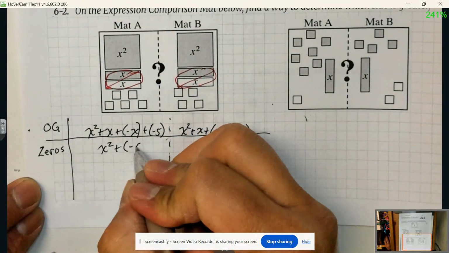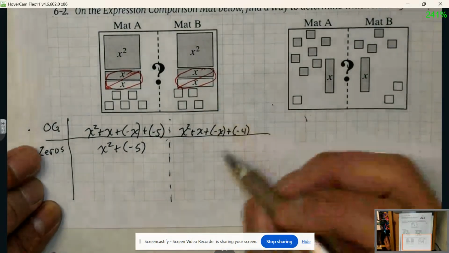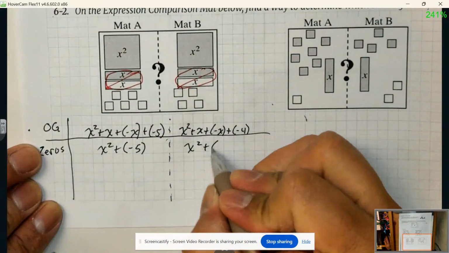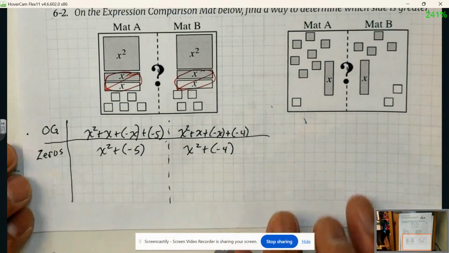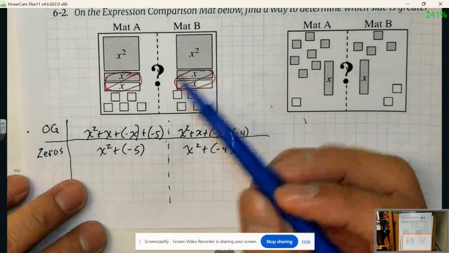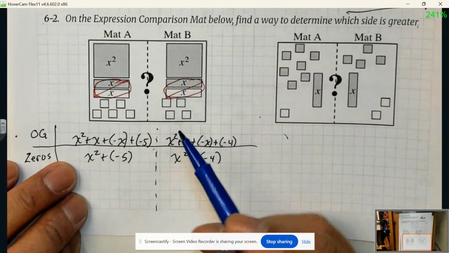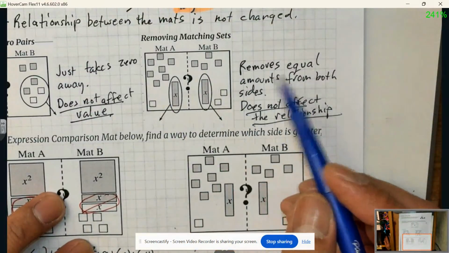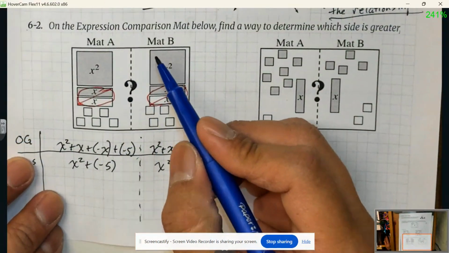So already we can see that this expression has gotten simpler. And then here I have x squared plus negative 4. It might still be not clear to some of us which one is greater than the other, so let's see if we can break it down any more. We can see I have no more 0 pairs, because remember 0 pairs are the same type of tile but different shades. But I can remove matching sets. I can remove equal amounts from both sides. I have that and that on each side.